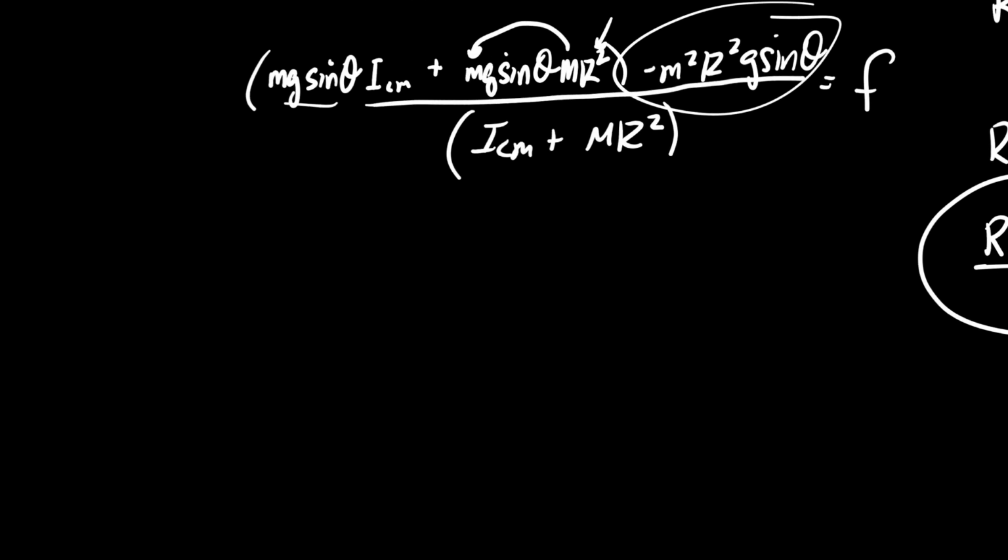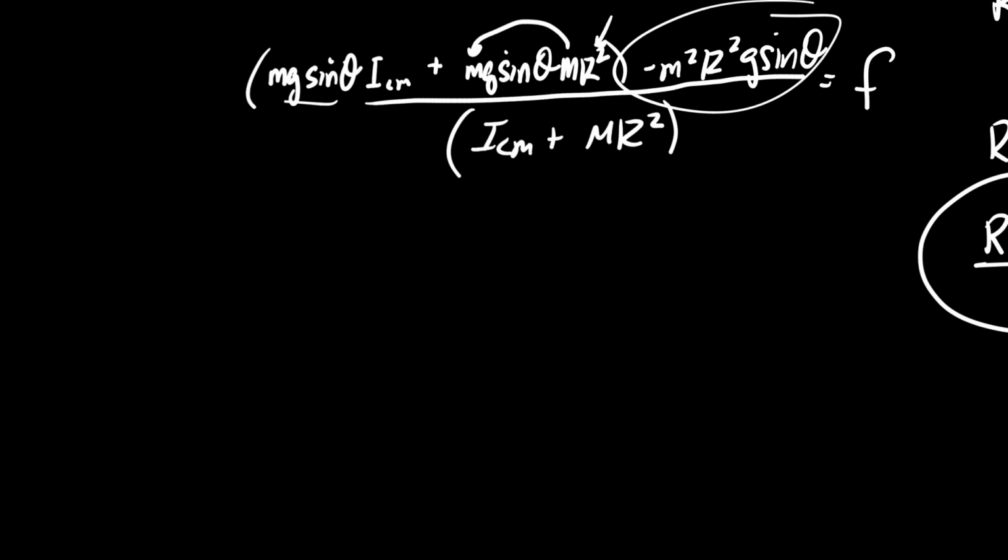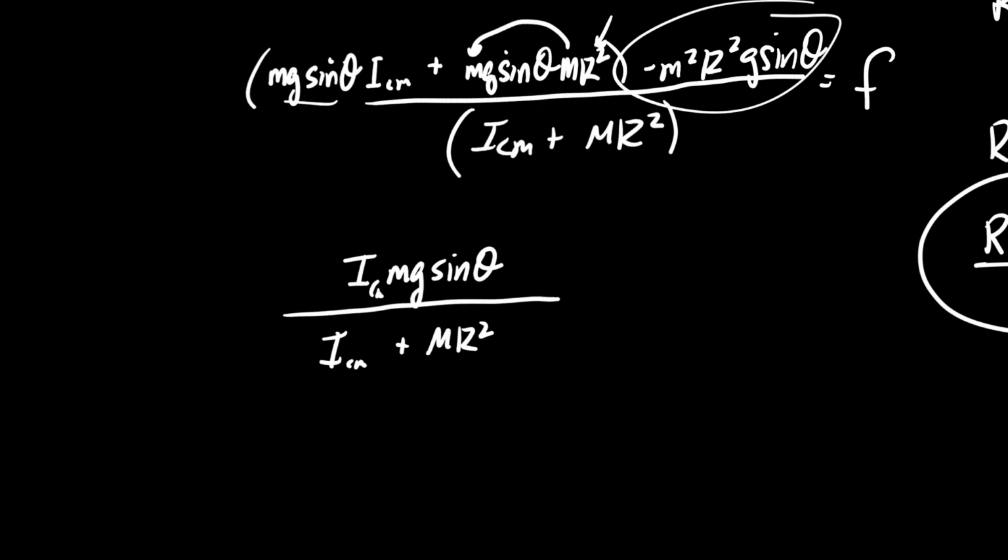I know you're saying, oh, Mr. Shelton, I don't care. mg sine theta times I, I'm going to put the I over there. I have reasons. Over I center of mass plus m r squared equals f. All right. Now that does simplify it a lot, doesn't it?